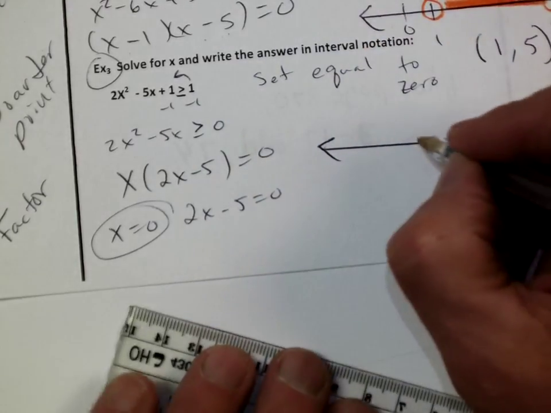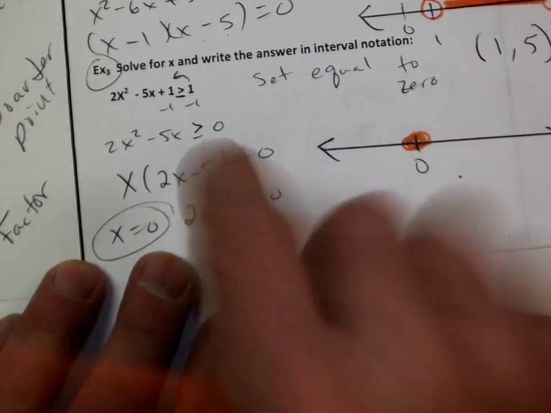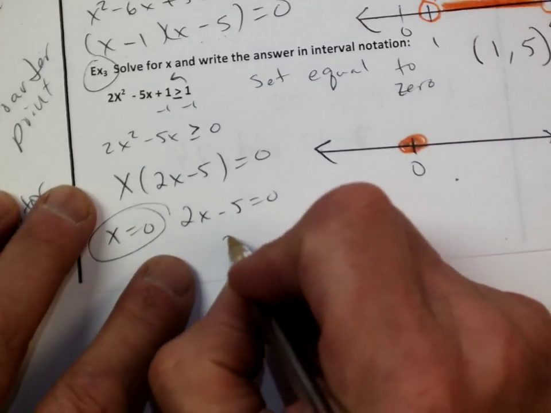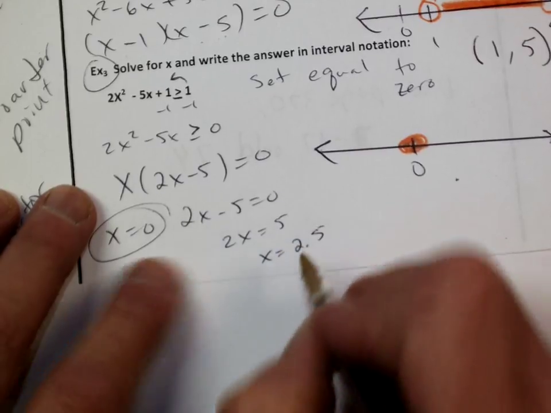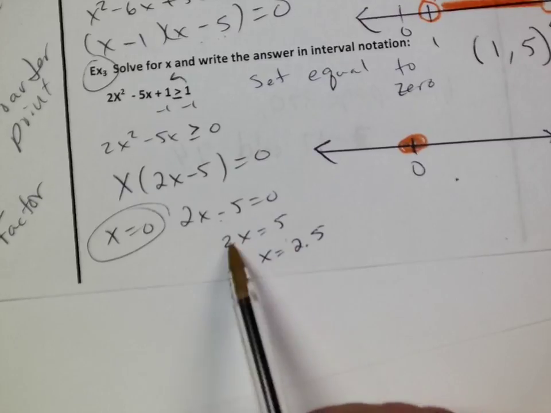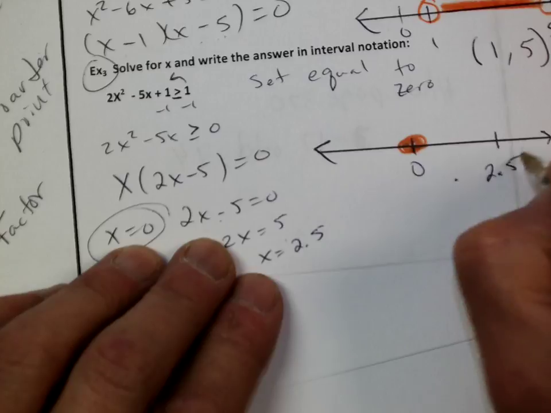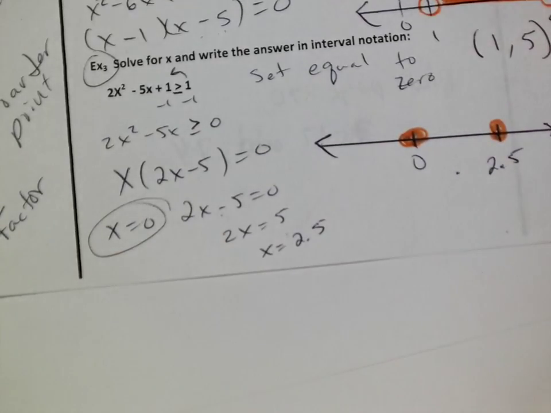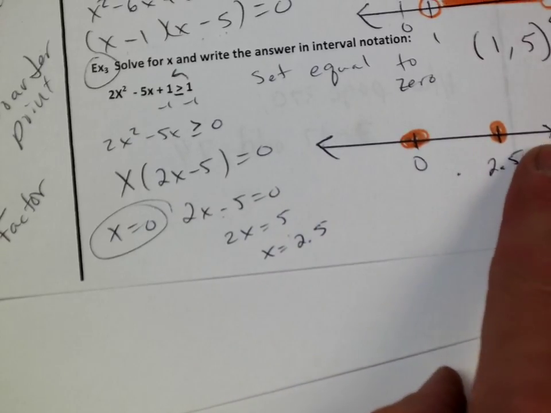At 0, I'm going to put a solid dot because there's a little equal sign. And my other border point: 2x minus 5 equals 0, plus 5, I got 5. Divide by 2, I get 2.5. So I'm going to put 2.5 on my number line. Now, where am I going to shade? Let me test some regions. I got 3 regions. See them? So let's test them.